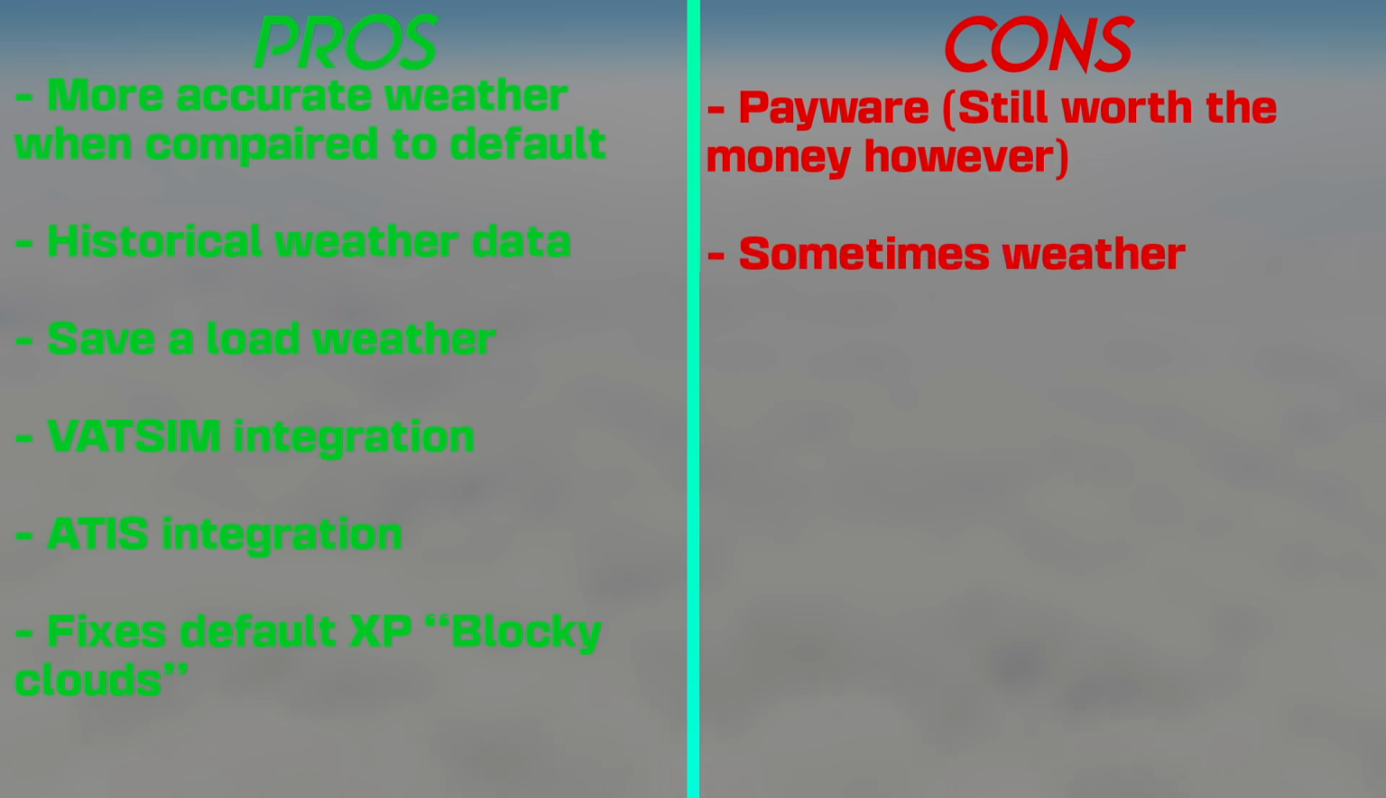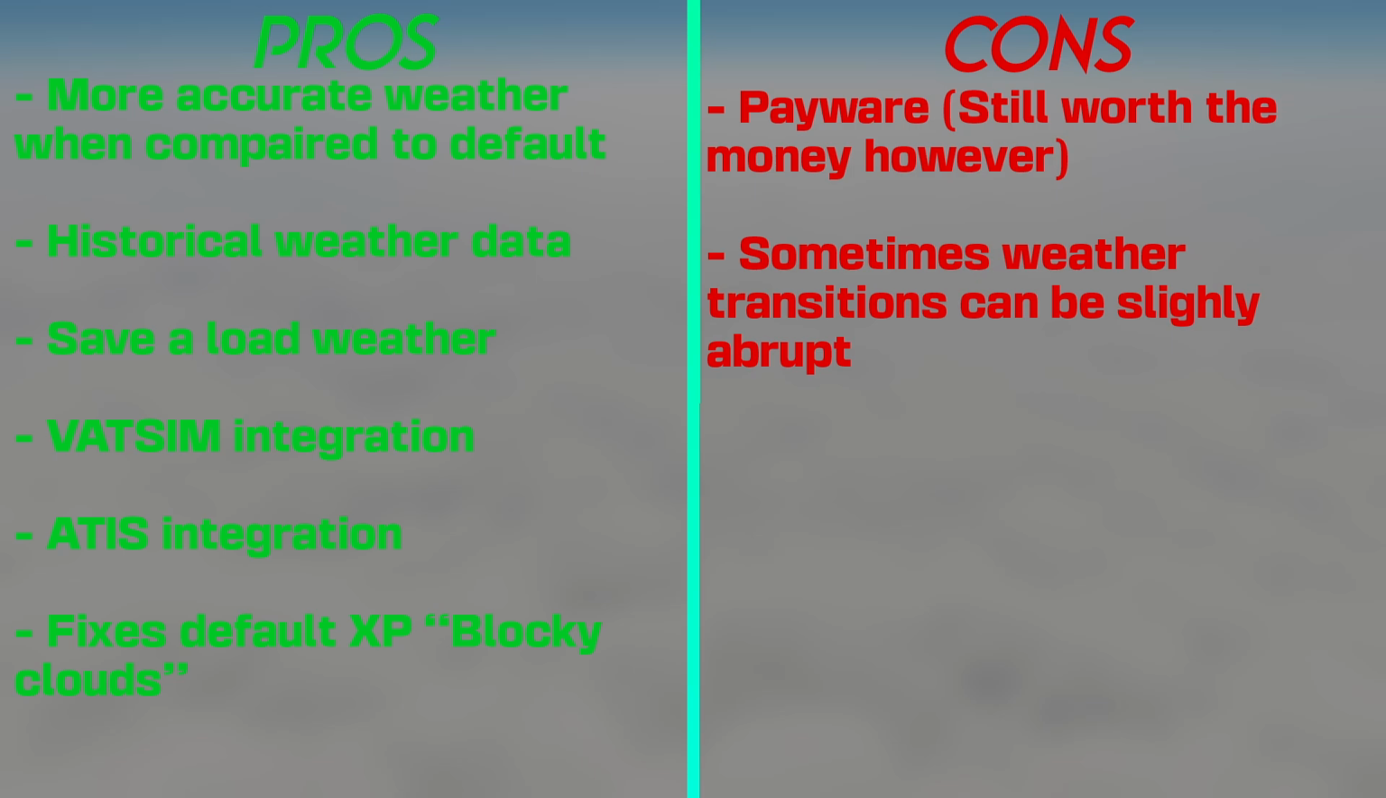Another disadvantage is sometimes the weather transitions can be a little bit abrupt. That might be because I've got it set to 10-minute intervals. You can go from full overcast to absolutely no clouds, completely clear, in the space of like 30 seconds. It doesn't pop instantly like X-Plane used to, but it does transition over the course of about 30 seconds, but it's still a little bit abrupt sometimes. But this is quite minor. I don't notice this very often at all.